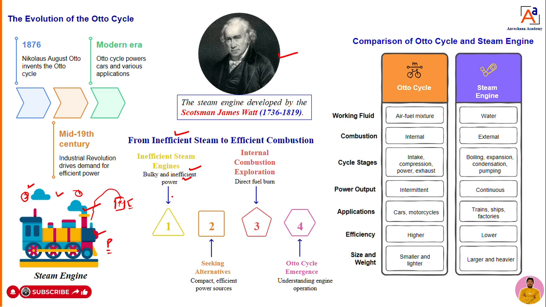This is one drawback. The second one: it is using steam, and to convert water to steam we need to supply heat. To get that heat, we need to find the fuel. So seeking alternative fuels plays a very important role here. Alternative fuels were not available at all. For that purpose they started to think about compact and efficient power sources, since the steam engine is not a compact and efficient power source.